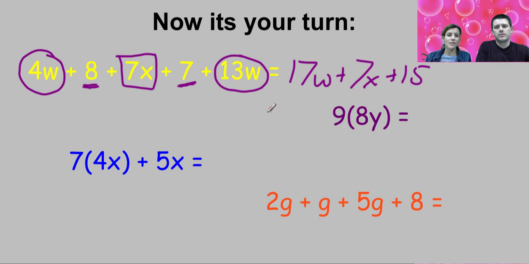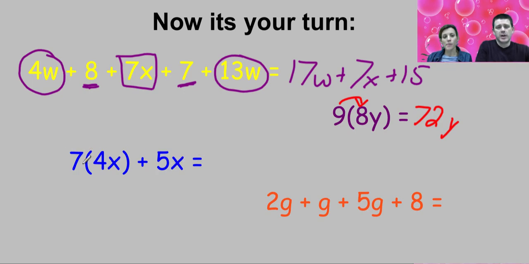Addition is commutative. We always like to have that constant at the end of the problem. So just kind of get used to that as you're writing it out. Always leave the constant for that last piece. Second one, we've got a 9 on the outside of the parentheses and an 8 on the inside, which gives us 72y.